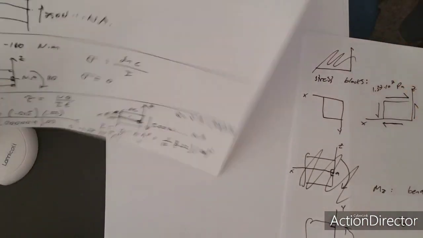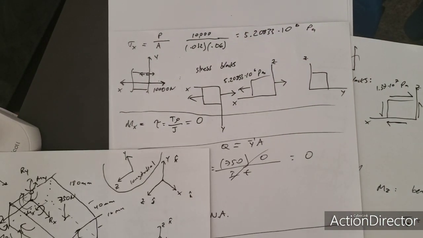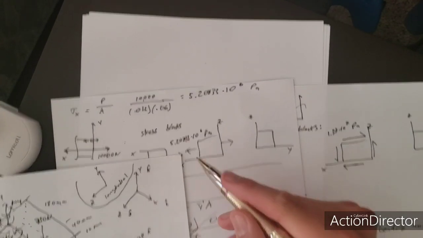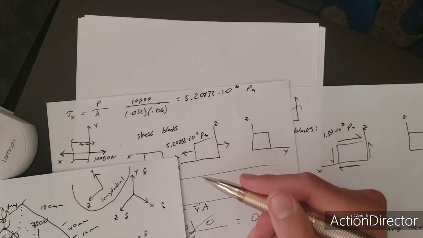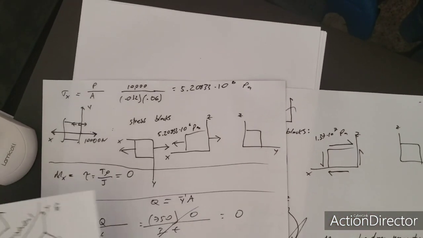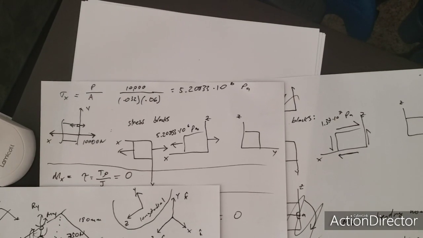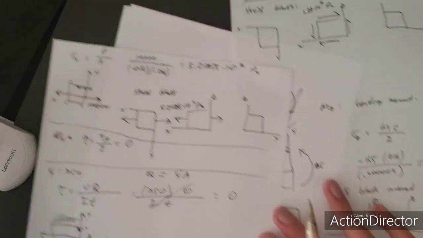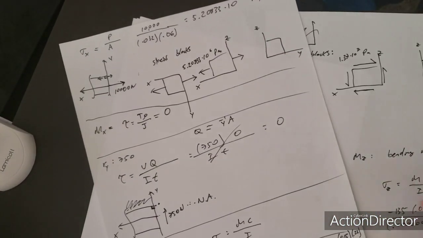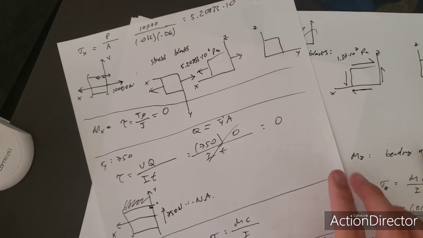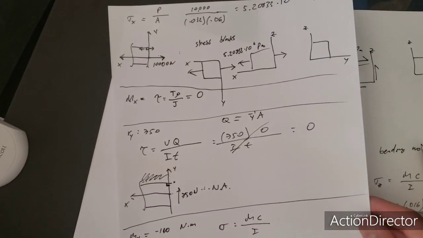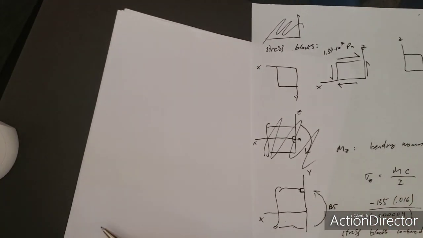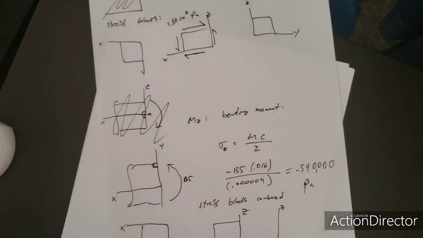Let's see. We got 5.20833 on the axial stress times 10 to the 6 pascals. For the XY and the XZ, let's see if I find another stress. No stress. No shearing stress. So it appears I just have two stresses.